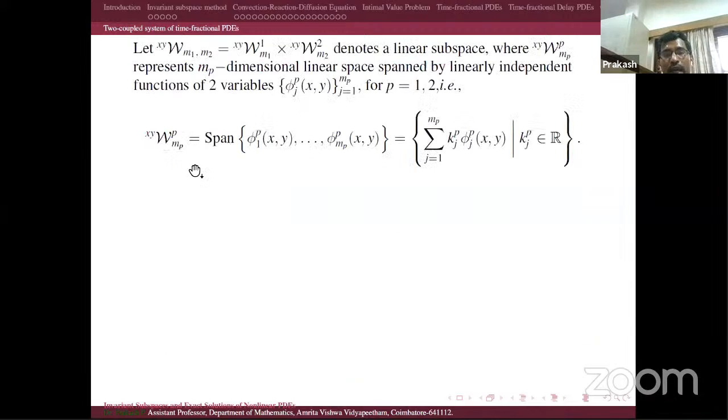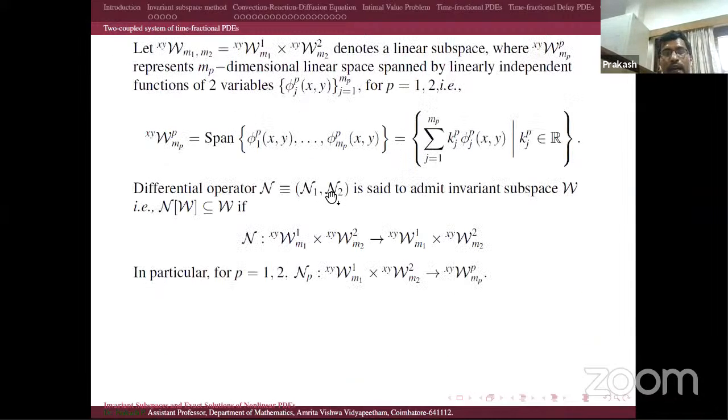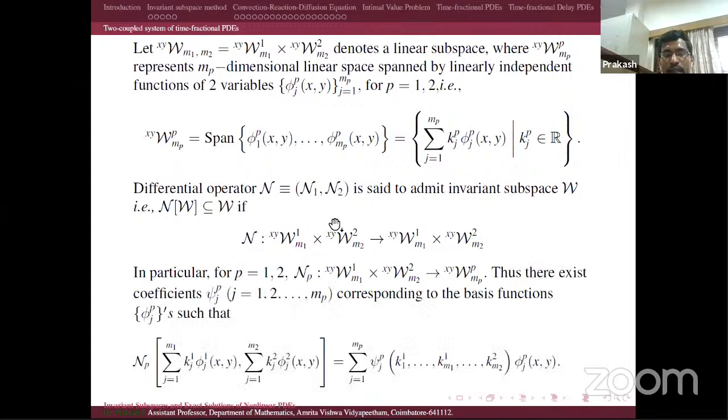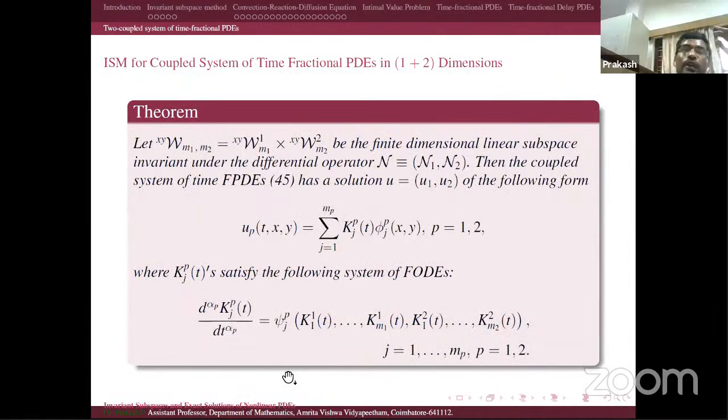Here also we can use a similar process. We say the differential operators N1 and N2 are said to admit the invariant subspace W if they satisfy this condition. If it is invariant under the differential operator, then we can write this form. So here also the time fractional coupled PDEs in higher dimension reduce to a system of fractional ODEs. The ODEs may be solved by well-known analytical methods.